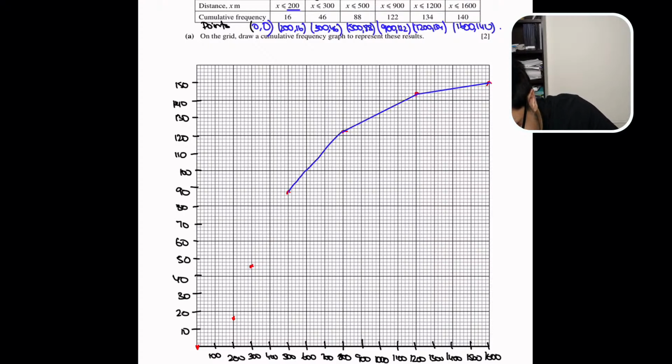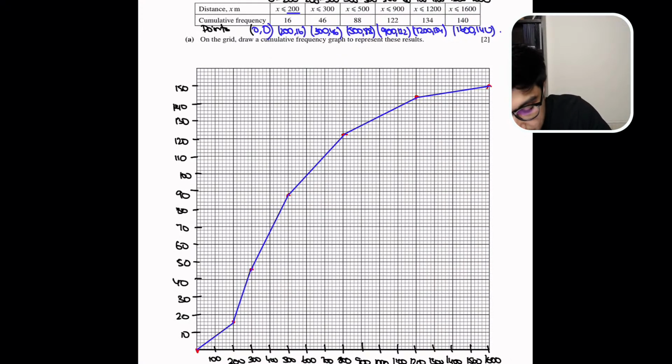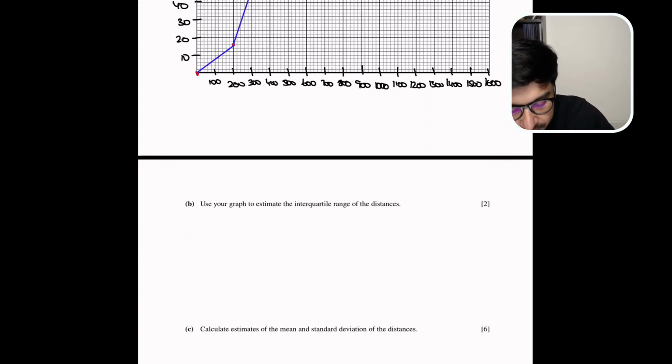Again, these points are very important to draw a cumulative frequency graph. So this is how we are supposed to draw a polygon, because the word graph is written, and whenever graph is written, you can draw the polygon and curve both, right? Now they're asking for the interquartile range.